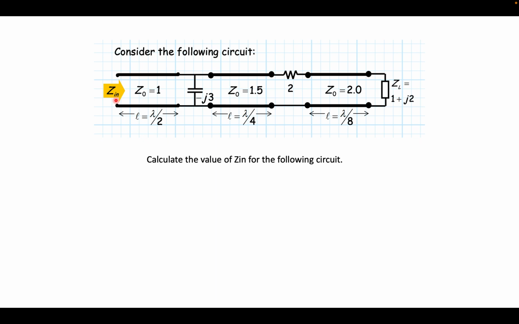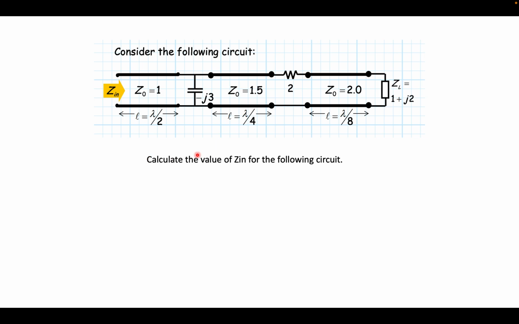So again I will repeat the problem. The question is asking to calculate the input impedance for the following circuit. You have three transmission lines which have different characteristic impedances. This is the first transmission line, this is the second, this is the third, and the second and third are connected by some resistance. The third transmission line has a length of lambda by 8, the second has a length of lambda by 4, and the first has a length of lambda by 2. And the load is 1 plus 2 iota, basically a real plus imaginary part, and you need to solve.